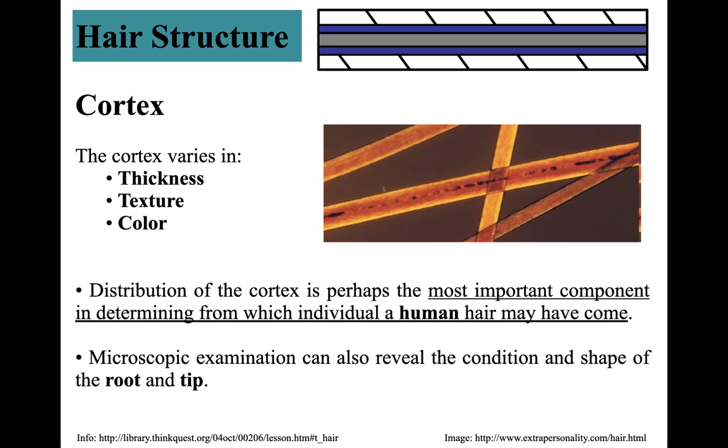The cortex varies in thickness, texture, and color, and the distribution of the cortex is the most important component in determining from which individual a human hair may have come. You've got to use a microscope to examine this, and it will reveal the condition and shape of the root and the tip.